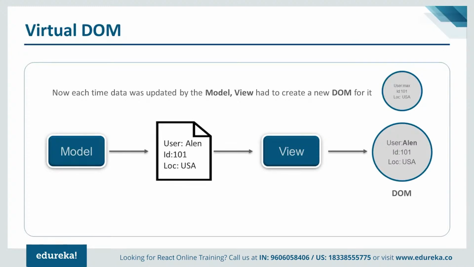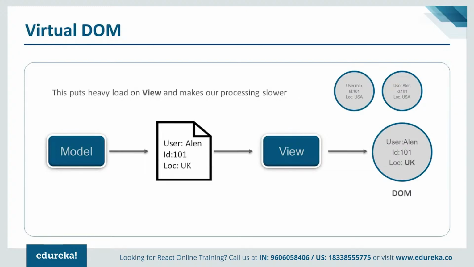So the DOM creation process had to happen multiple times, which meant that a lot of additional data structures were created and a lot of memory consumption was also getting impacted here. This obviously puts a heavy load on the view and makes processing slower.